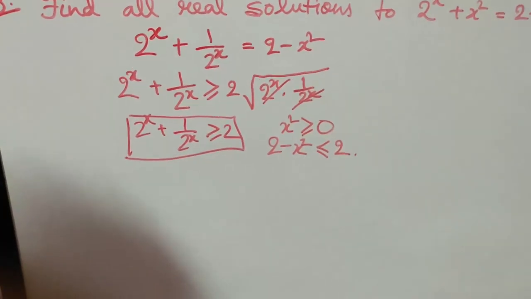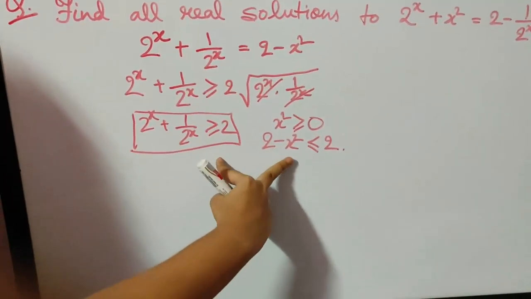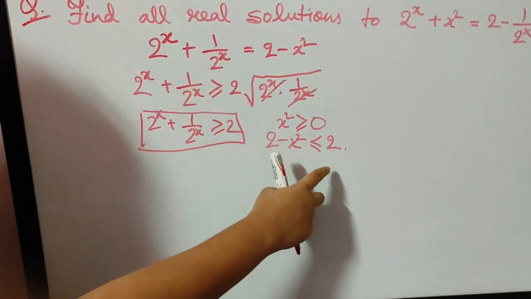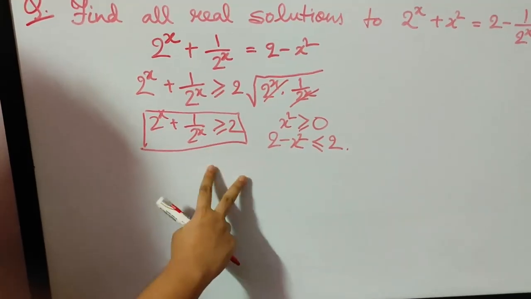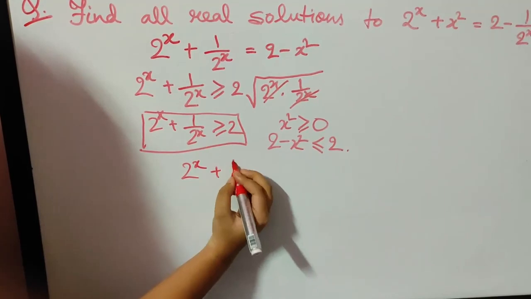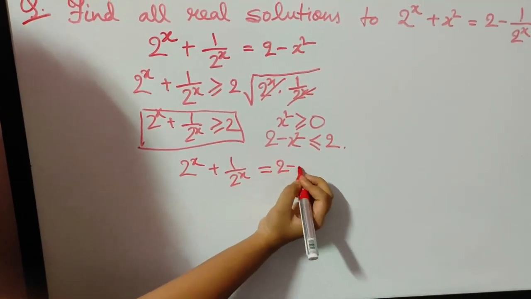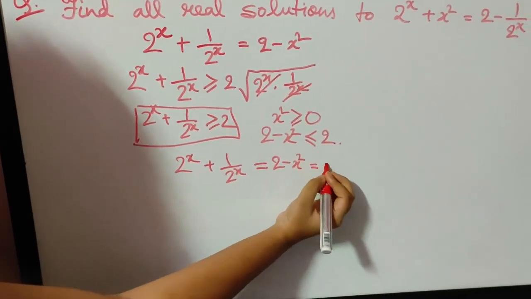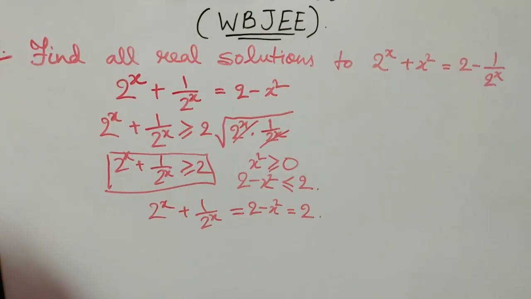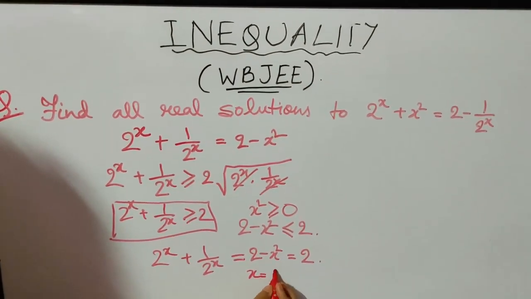So since these two are equal, and the left hand side is greater than or equal to 2 and the right hand side is less than or equal to 2, the only possibility for equality is when 2 to the power x plus 1 by 2 to the power x is equal to 2 minus x², which is equal to 2. So the only solution to this equation is x equal to 0.